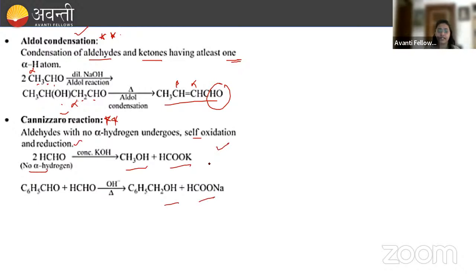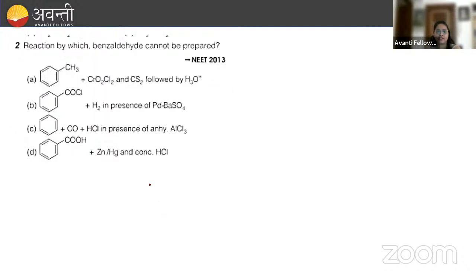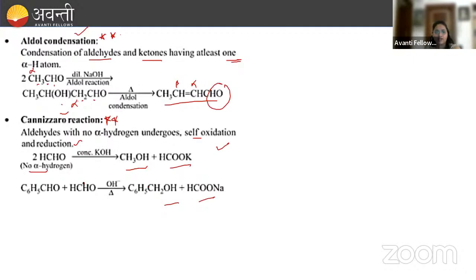Yesterday's NEET exam, a problem has been asked. Alcohol और salt हमको मिलेगा, ये मैंने आपको कल explain किया था, वहाँ पे एक problem आया, right? So the Cannizzaro reaction is also very, very important. Okay, next. So that's it about the explanation.